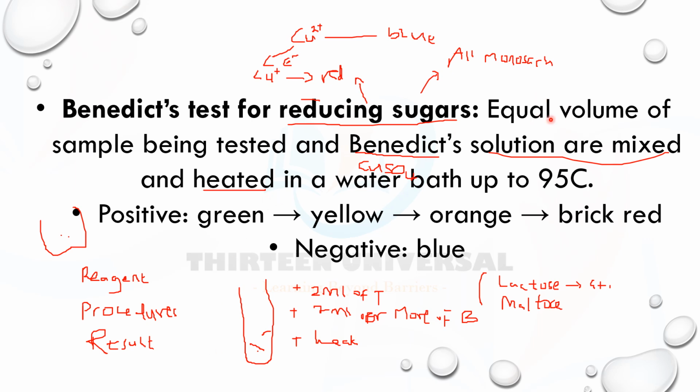So, equal volume of the sample being tested and Benedict solution. Let's add 2 ml of the tested sample, add 2 ml of Benedict solution into this test tube, and then put it in a water bath or heat up to 95 degrees Celsius for 5 minutes. After that, you check for the result. If a reducing sugar is present, whether it is glucose or galactose or fructose or even these disaccharides, the blue color will change to green.